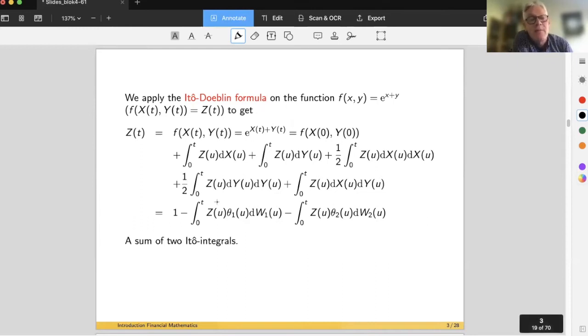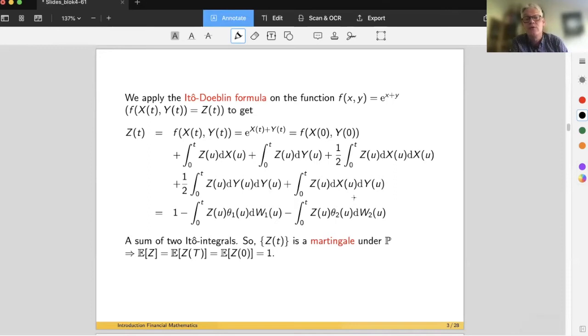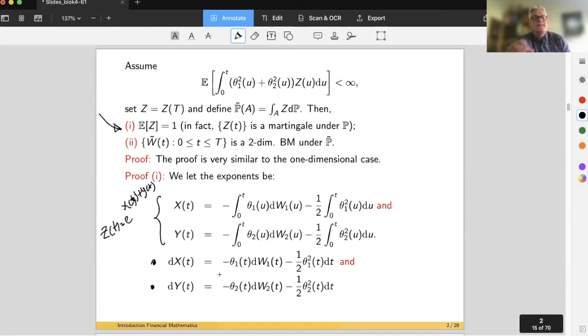We see here a sum of two Ito integrals, dW_1(u) and dW_2(u), and that means that we have a martingale under P. This implies that the expected value of Z, and that was of course the expected value of Z_t, by means of the martingale condition, is equal to the expected value of Z at t = 0, Z_0, and that is equal to 1. So that is the proof of 1.